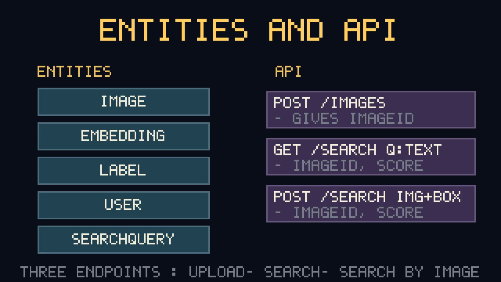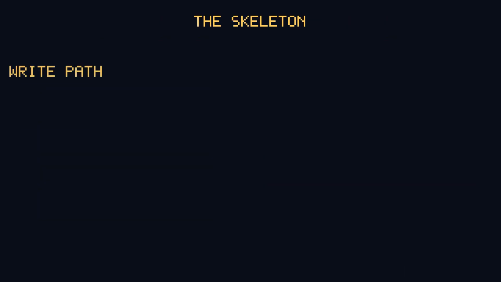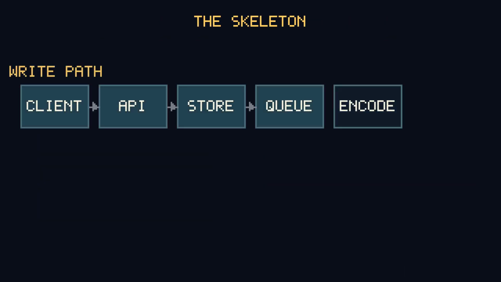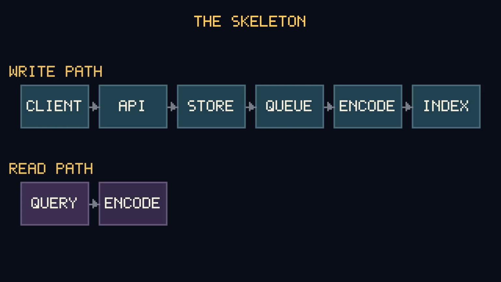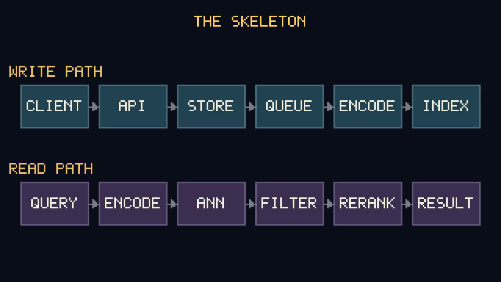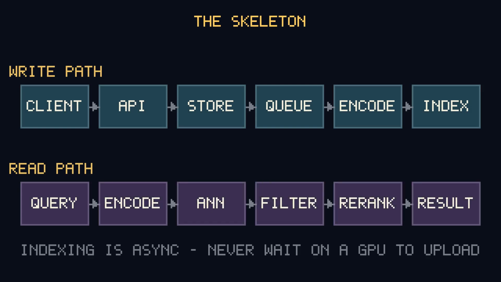The upload path. Client hits the API, the file goes into object storage. You write a metadata row, and you drop an event on a queue saying a new image has arrived. That's it. Respond back to the user. The indexing path. The indexing path picks that event up. A pool of workers pulls from the queue, runs the encoder on a GPU, and writes the resulting vector into the vector index and any labels into the metadata row. The query path.